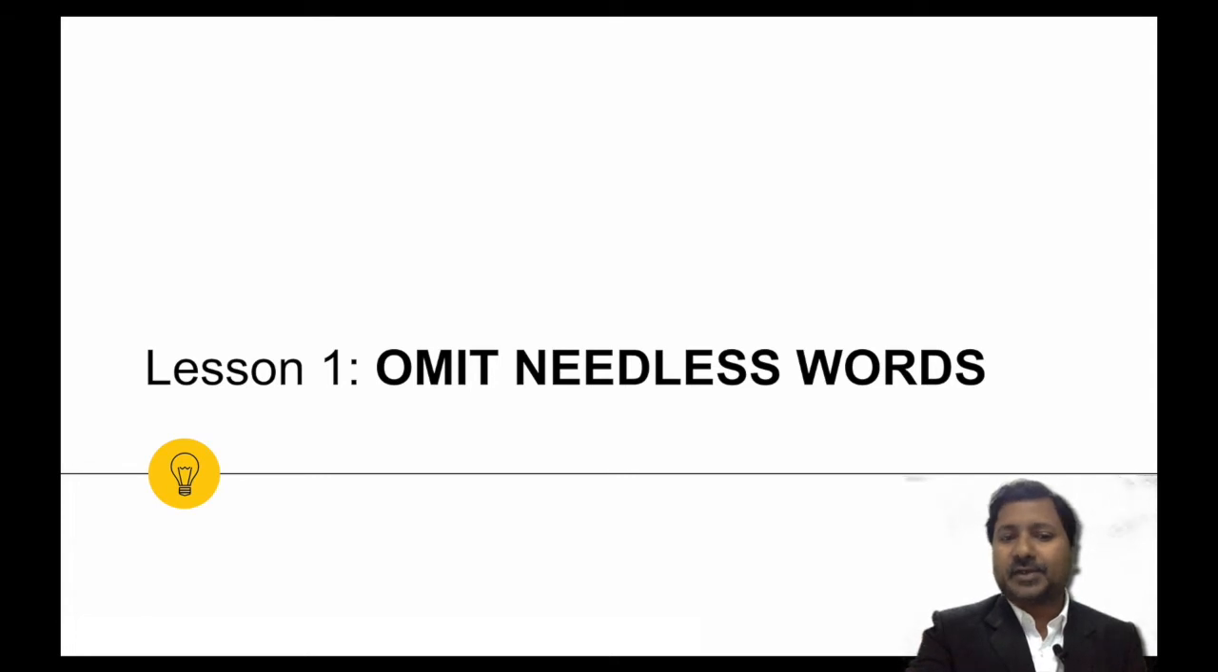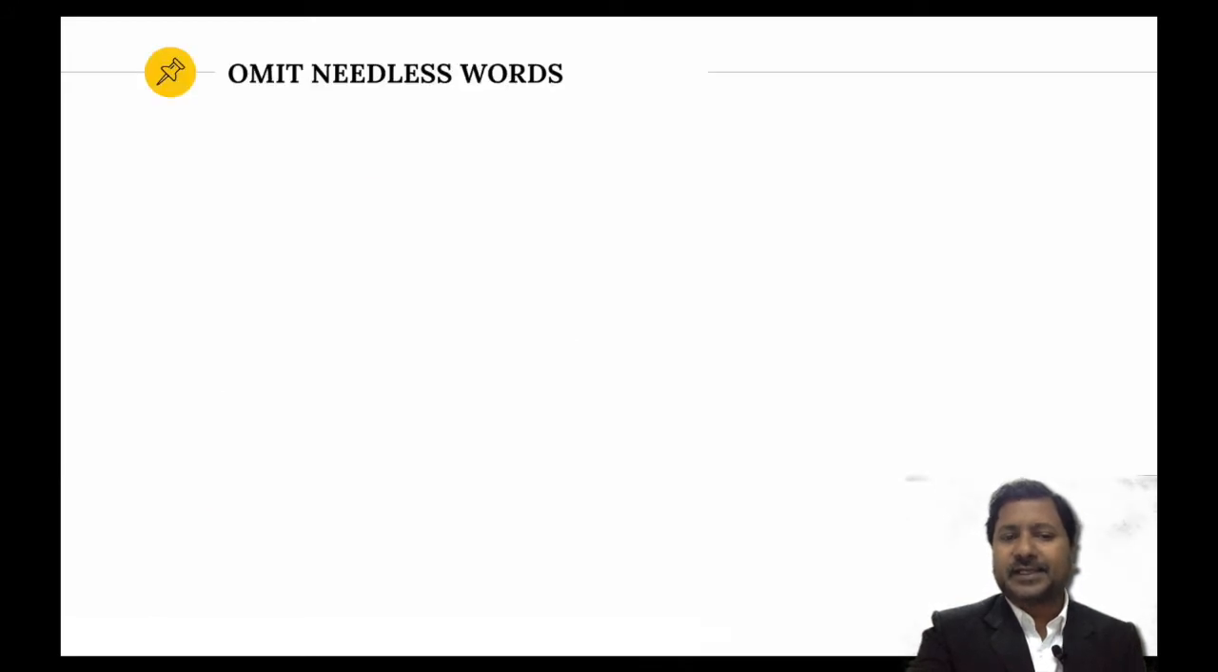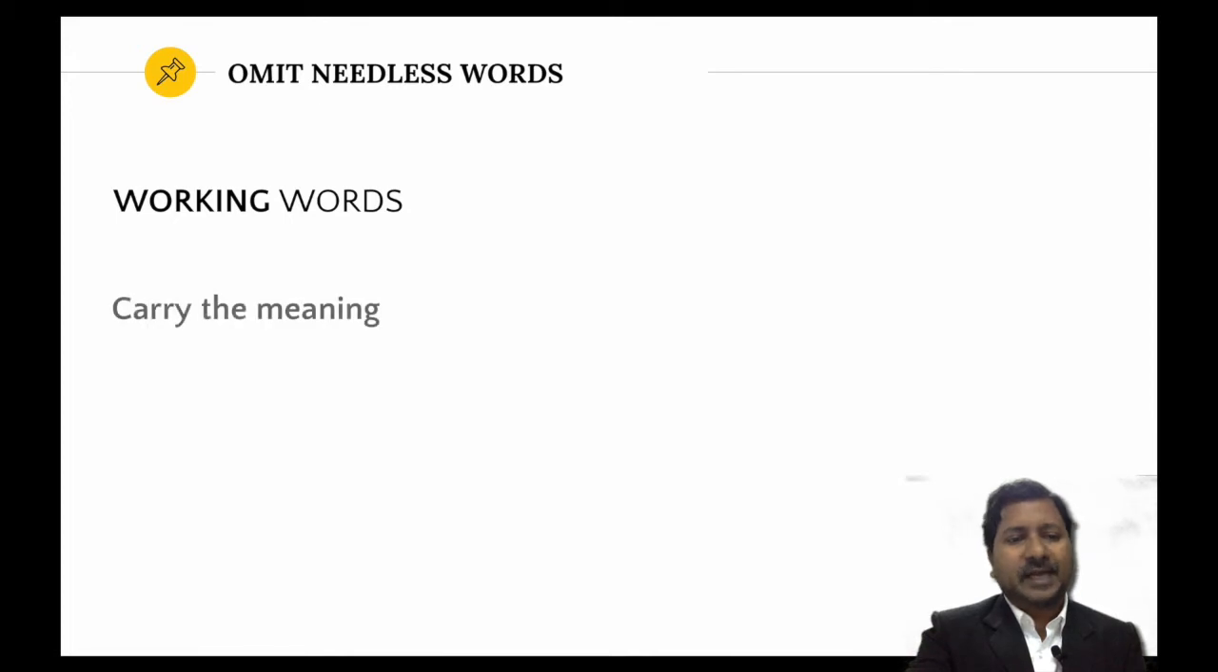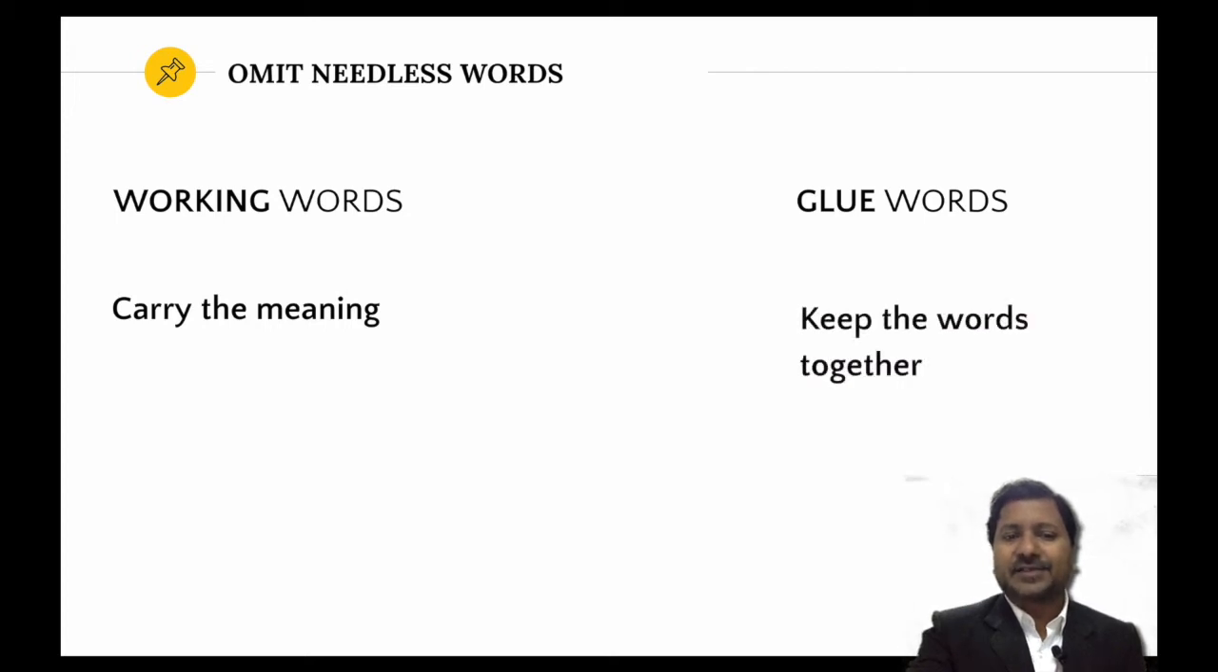Richard Whitehead, author of Plain English for Lawyers and a prominent advocate of the Plain English movement, says that a sentence in the English language has two types of words: working words and glue words. Working words are the words that carry the meaning of the sentence and convey the facts and information. Glue words are the words that join the other words to give form, structure, and shape to a sentence. For example, the, of, by, under.